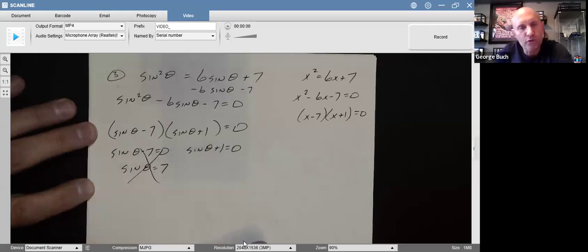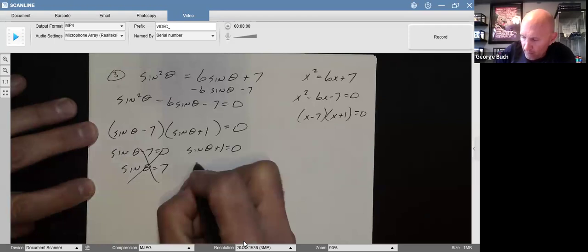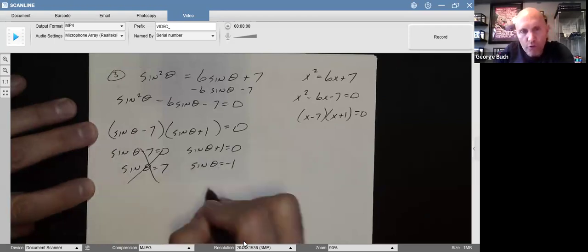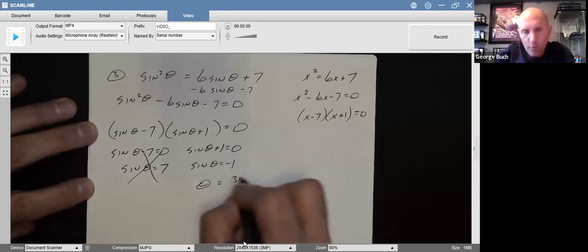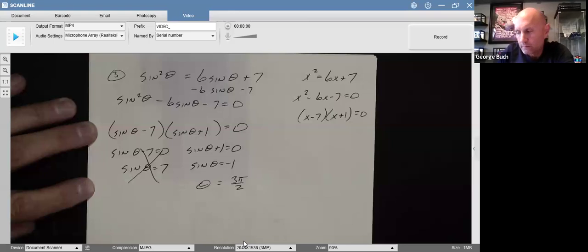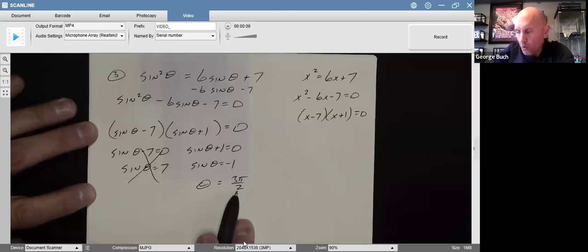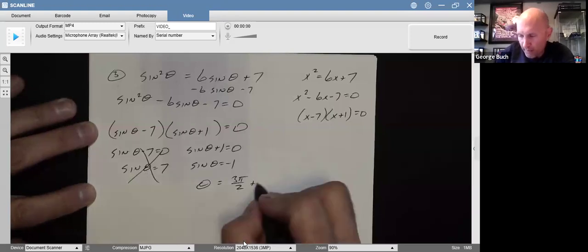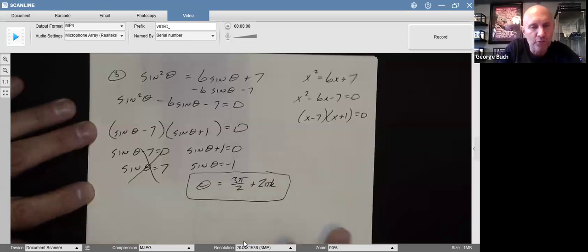But I can't write no solution in my solutions because either I have a solution or I don't. So from this one, I get sine of theta is negative 1. Well, where on the whole unit circle is sine of theta negative 1? Only at 3 pi over 2. So yes, this one gave me no solution, but I can't put no solution in my answers because I do have a solution. It's 3 pi over 2. And all the solutions is when I add 2 pi k because I had the sine function.